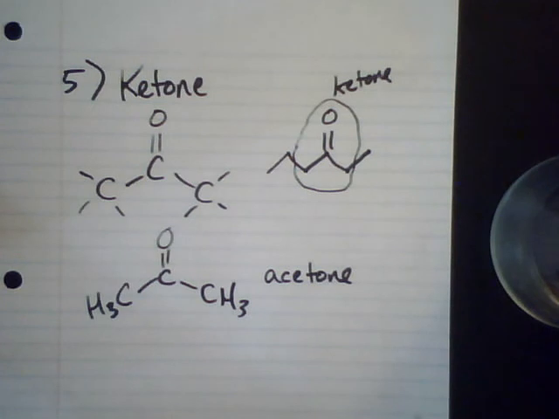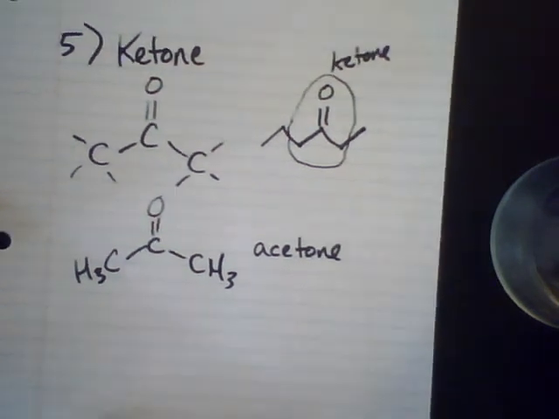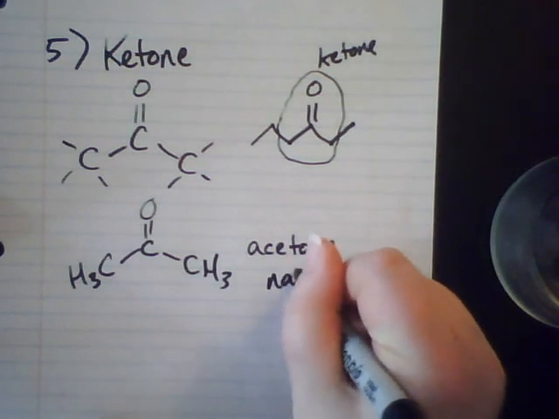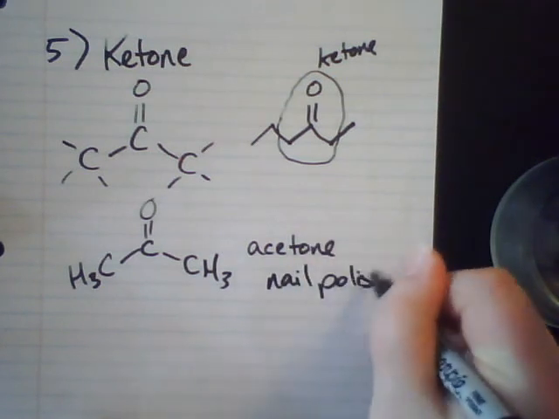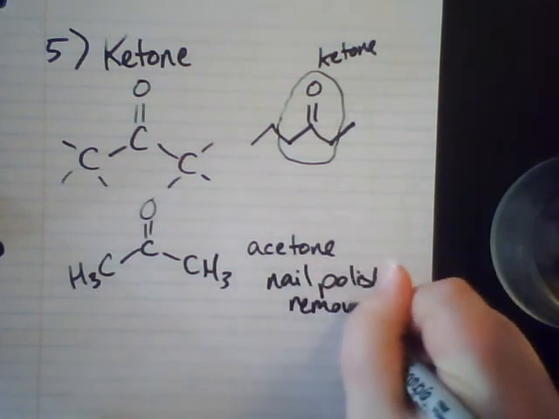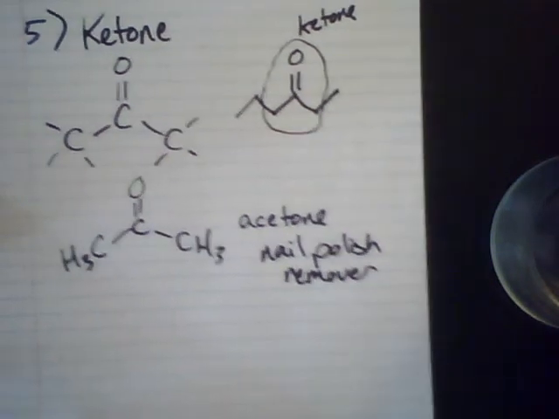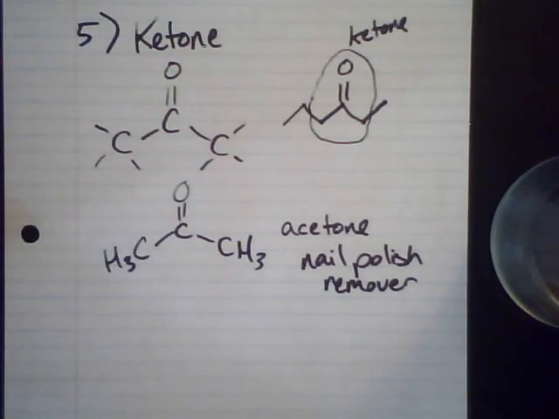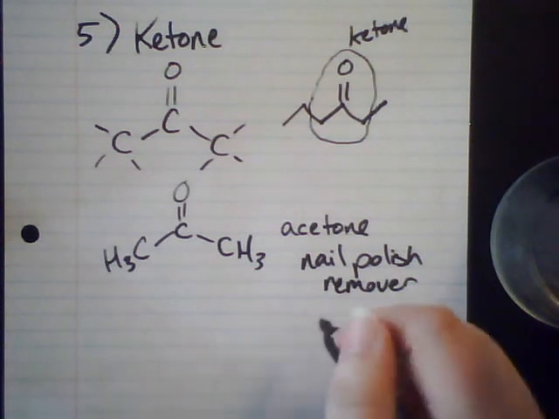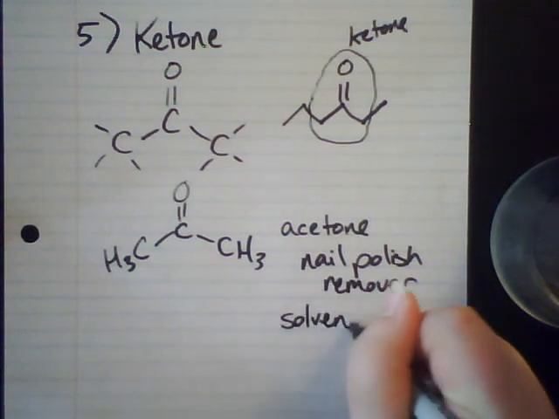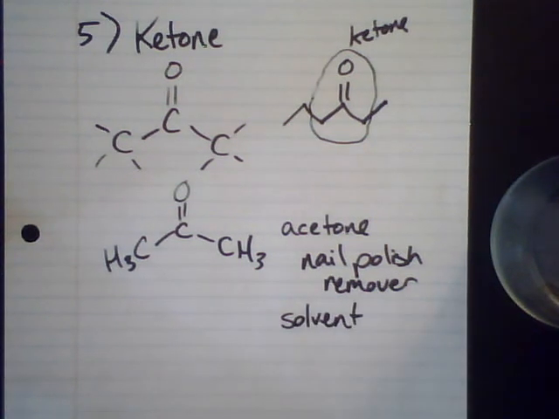And so this is acetone, and you've probably heard of acetone before. You'd at least recognize the smell. It's the primary component in nail polish remover. Okay, so it smells like a salon, basically, and it's used as a solvent. It dissolves things really well, which is why it takes off nail polish so well. Okay, so that's our ketone.